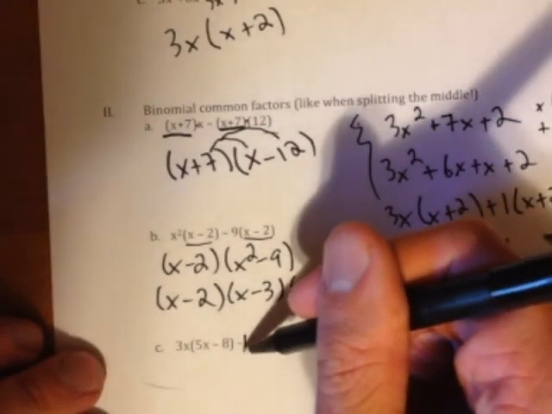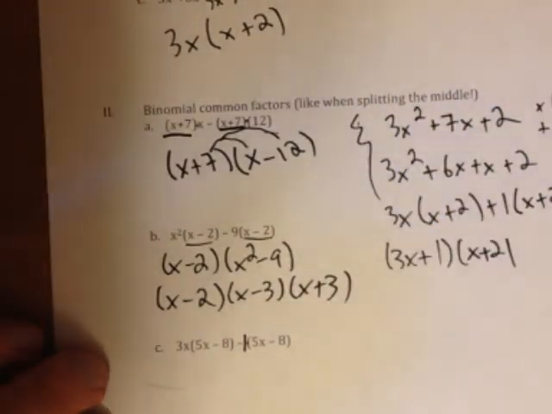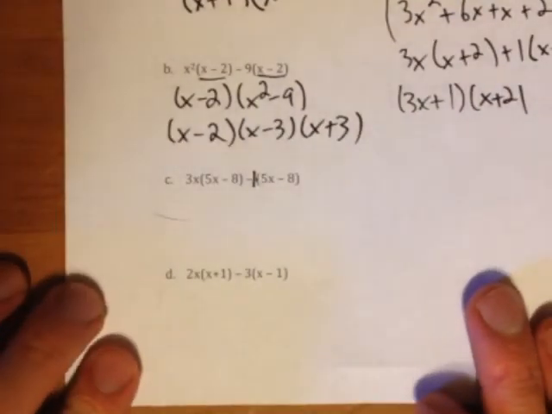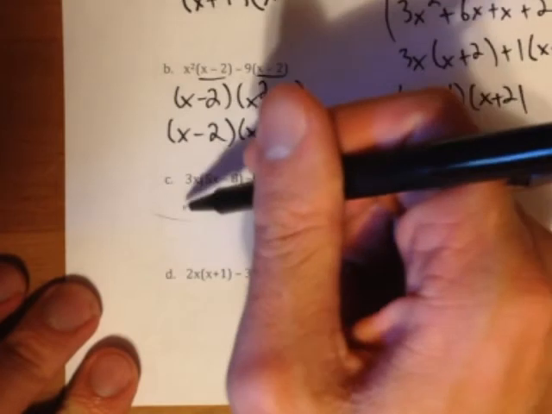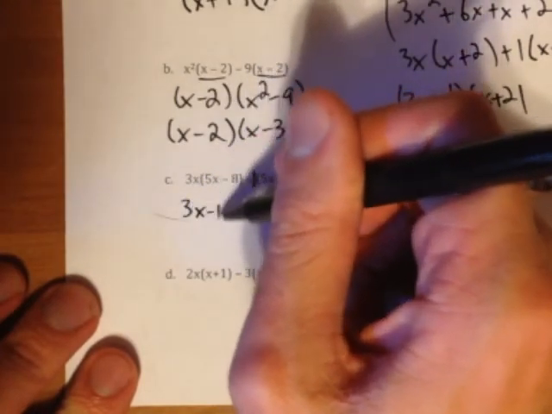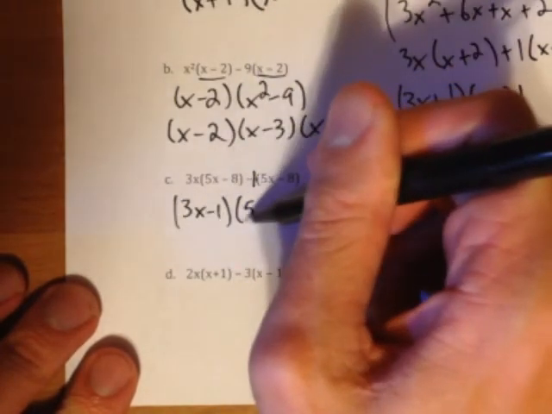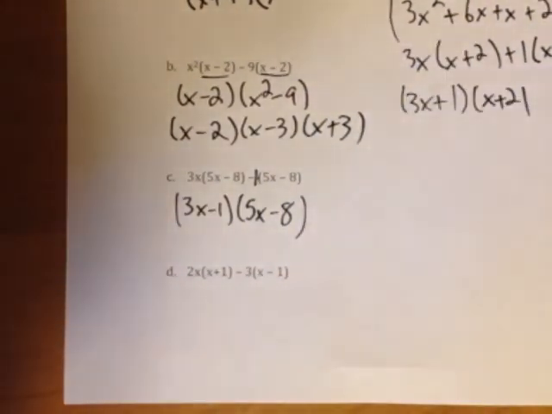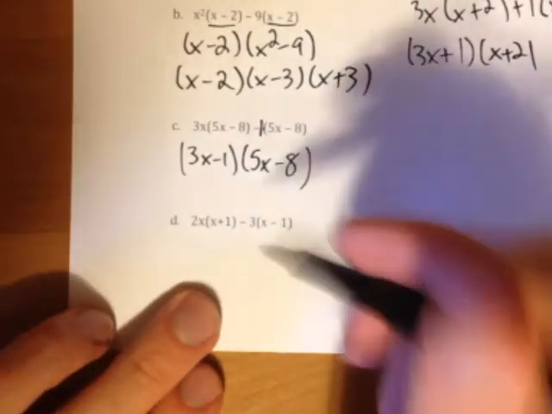This is a tricky one. You kind of have to assume that there's a 1 here in C. But if you assume that there's a 1 there, it's really not that big a deal. You get 3x minus 1 times 5x minus 8. So I wrote it in the other way that time. You could have written 5x minus 8 times 3x minus 1. Remember, it's multiplication, so it doesn't really matter.